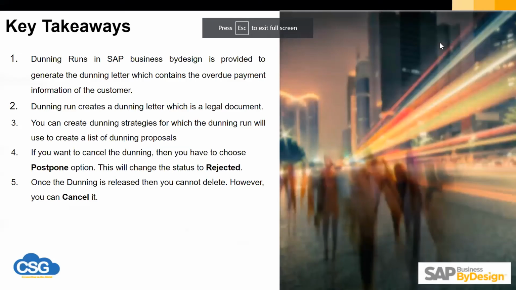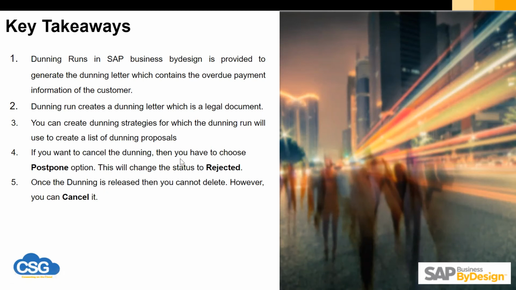So if I talk about the key takeaways from today's session, then they are like: Dunning run in SAP ByDesign is provided to generate the Dunning letter or the reminder letter which we saw today, which contains the overdue payment information of the customer. So Dunning run creates a Dunning letter, which is a legal document. You can create Dunning strategies which the Dunning run will use to create a list of Dunning proposals. So we saw the Dunning strategies. We had global Dunning strategy and US Dunning strategy. You can maintain more as per your country.